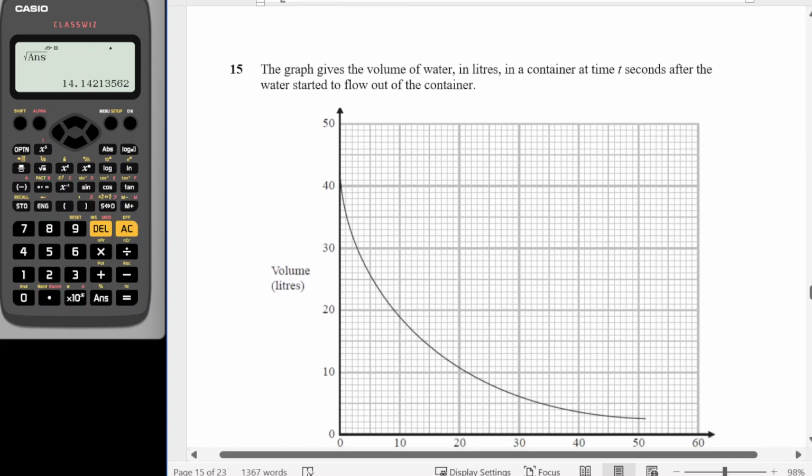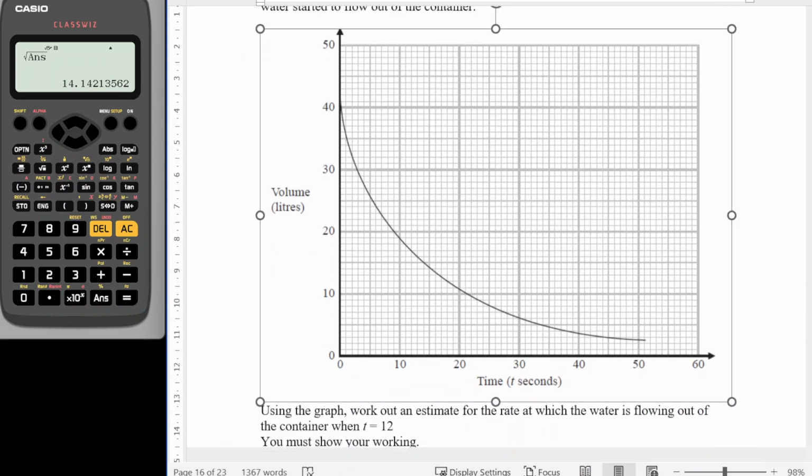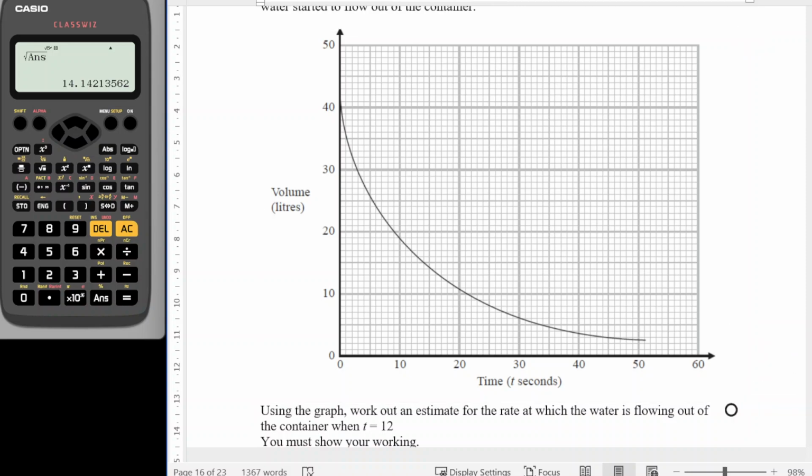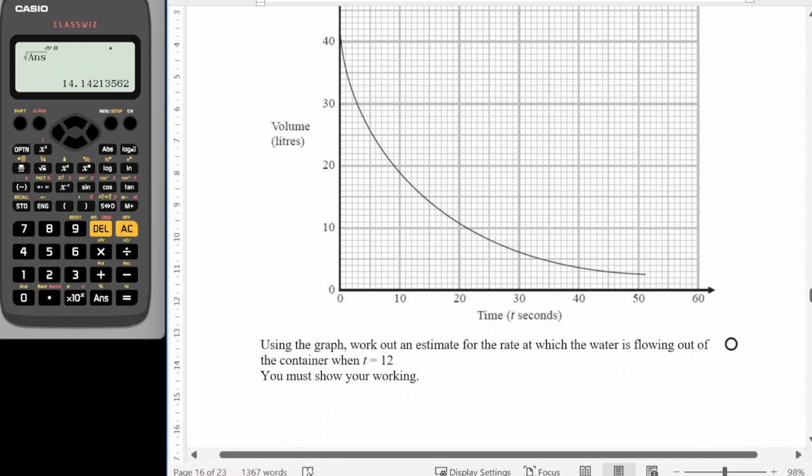Okay, question 15. The graph gives the volume of water in litres in a container at a time t seconds after the water started flowing out of the container. Use the graph to work out an estimate for the rate at which the water is flowing out of the container at t is equal to 12. You must show your working. So t is equal to 12 would be at this point here. What we need to do is find the gradient of the line at that point.